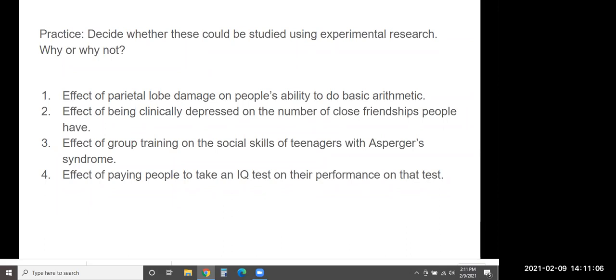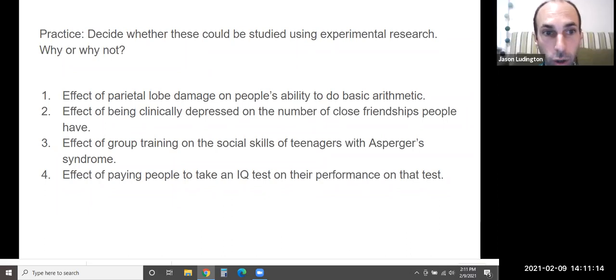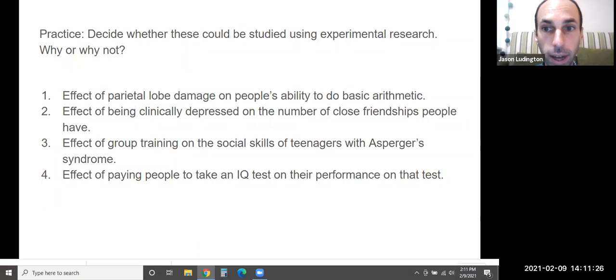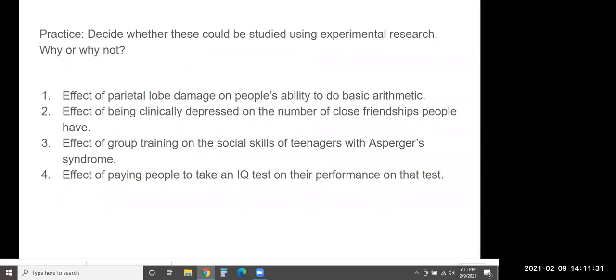It wouldn't be unethical. No, there wouldn't be any ethical issues. There's nothing wrong ethical wise. You're right. And the control group would be who? Teenagers that don't have Asperger's syndrome too, right? The perfect control group would have Asperger's syndrome also. We won't be giving them the same training.